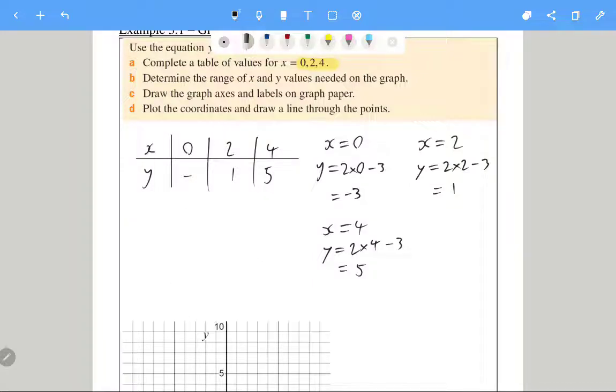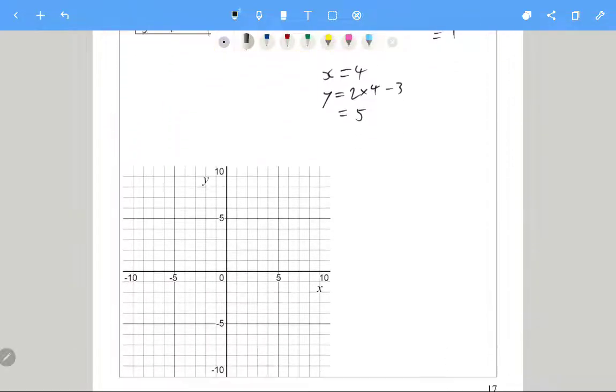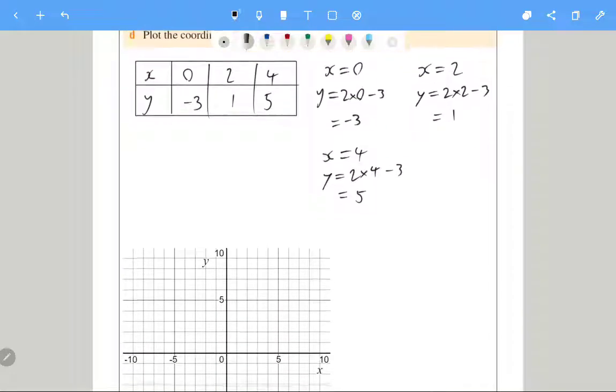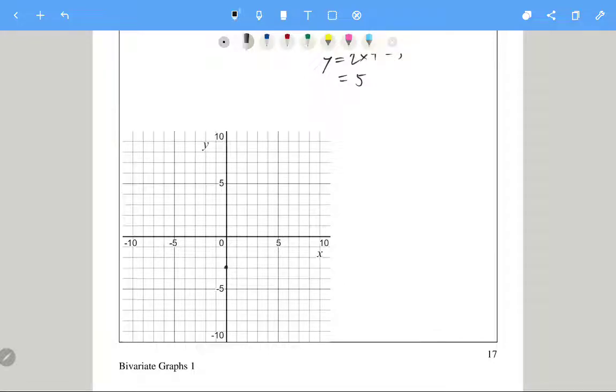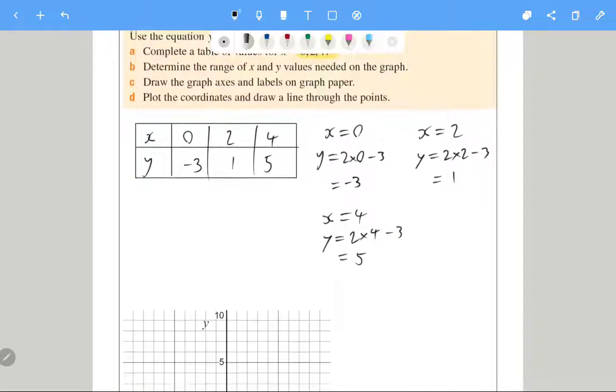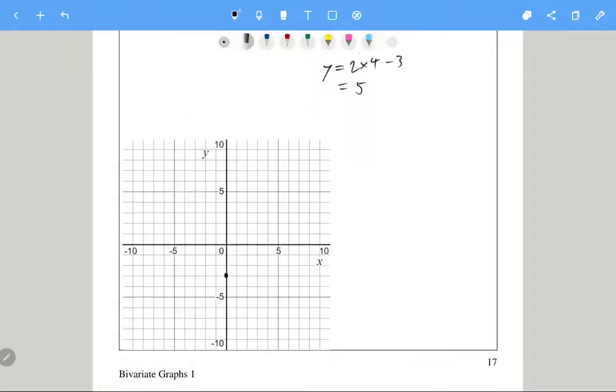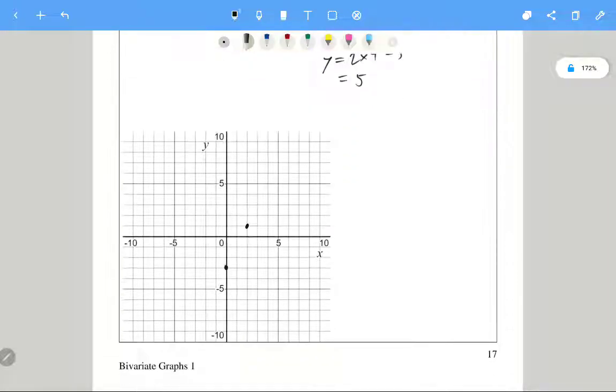But thankfully, I've already got my axes ready to go. So let's plot some points. So 0, negative 3, 0 on the x-axis, negative 3 on the y, 2, 1, and then 4, 5. And you'll know you've done it right if when you draw that straight line through it, that it is all of the points in a line.